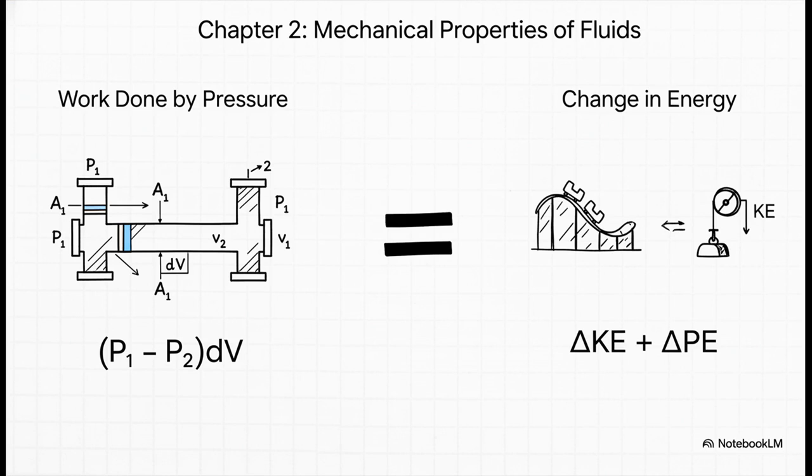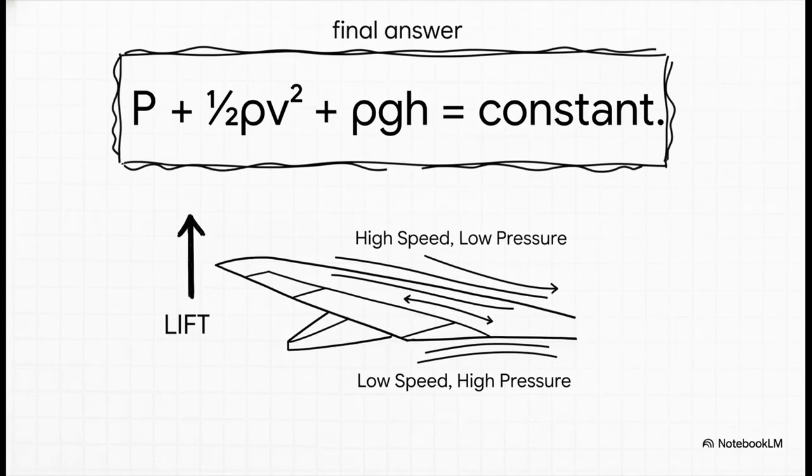And now we put it all together. We set the work done by the pressure equal to the change in kinetic energy plus the change in potential energy as our little fluid chunk moves along its path. And after a bit of rearranging, we get this incredibly powerful and elegant equation, P plus 1/2 rho v squared plus rho gh equals a constant.